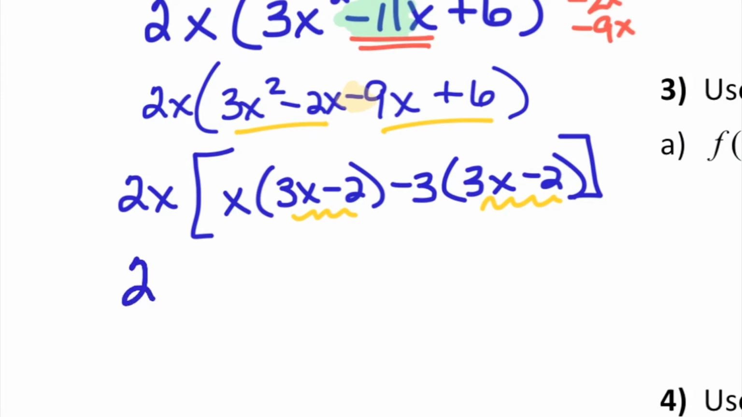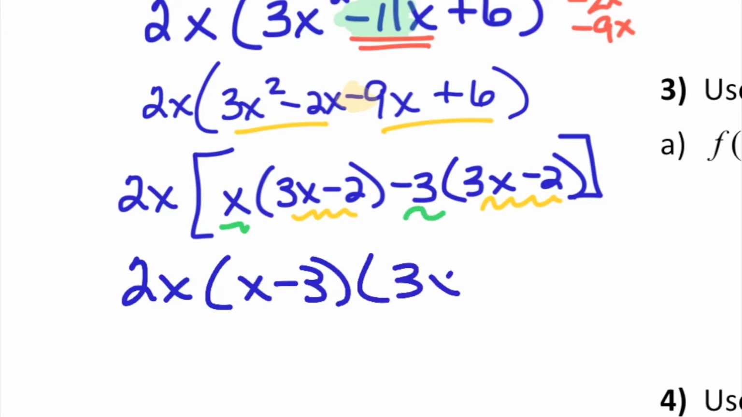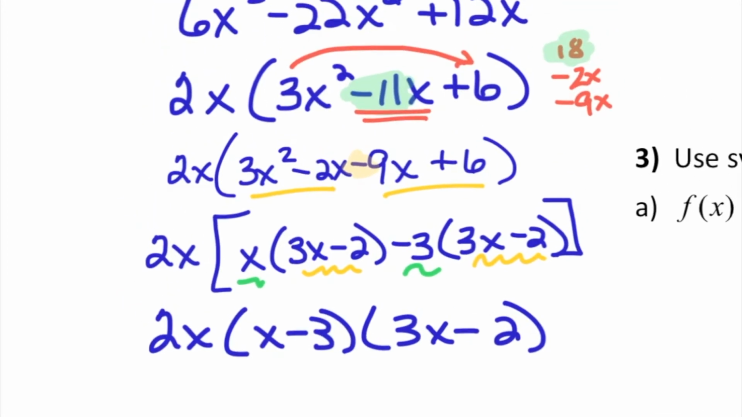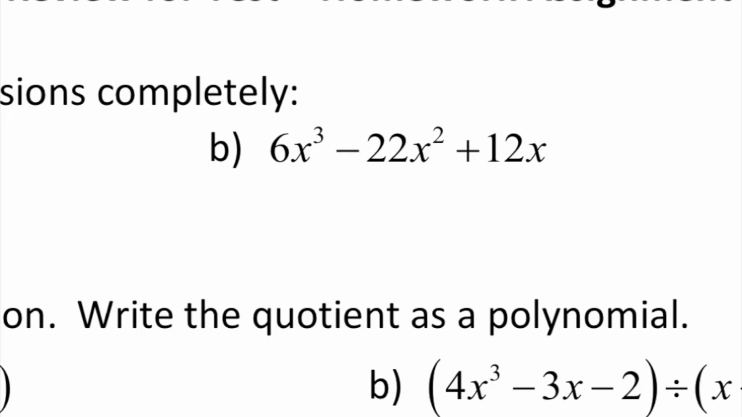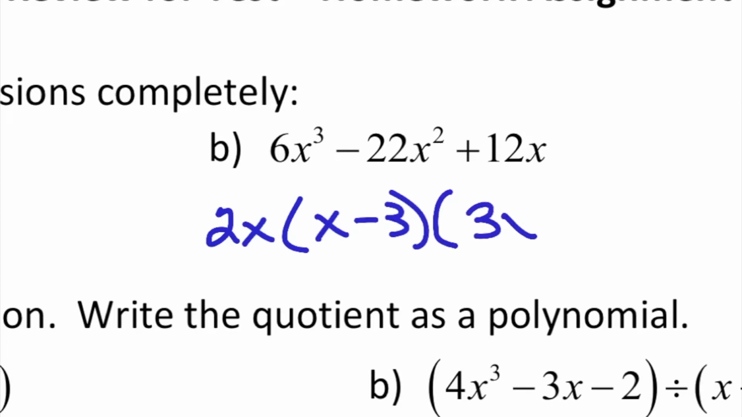Keep the 2x in your answer, and then x minus 3, that's the GCFs, and the 3x minus 2. And so your answer for number 2 is going to be 2x quantity x minus 3 times quantity 3x minus 2.